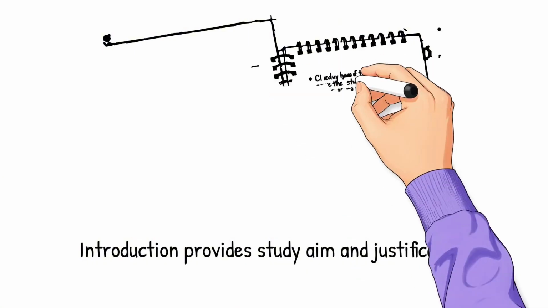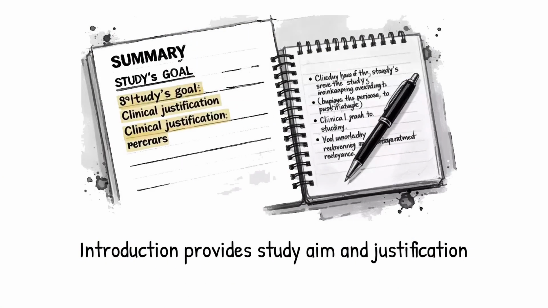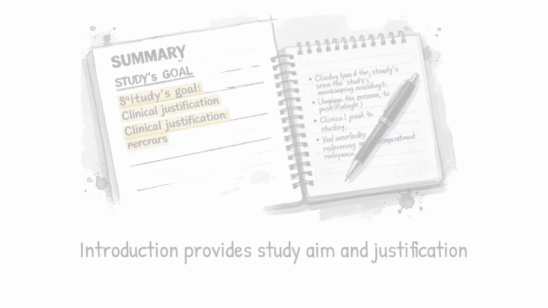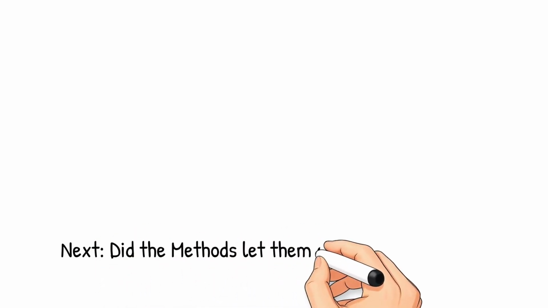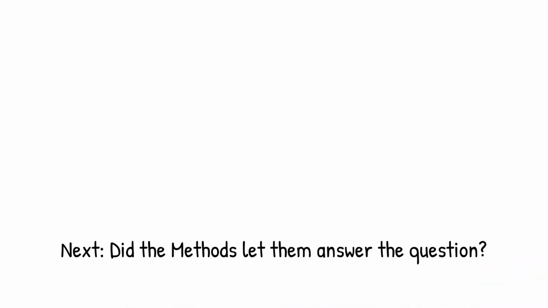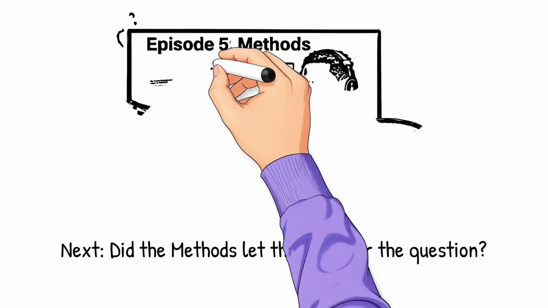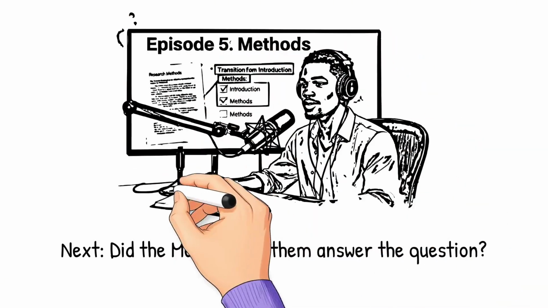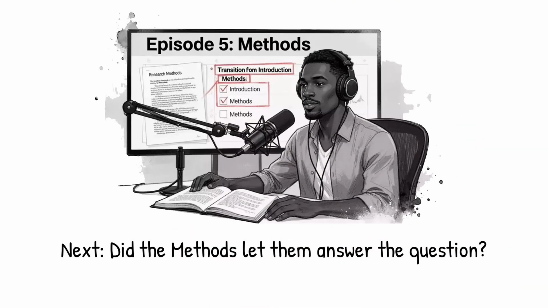The introduction told you what the study is trying to prove and why. Now comes the most important question in the entire paper. Did they design the study in a way that can actually answer that question? That is the methods section. And that is episode 5, How to Read a Scientific Paper Series, Dental Depth.